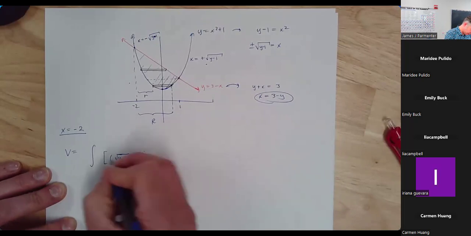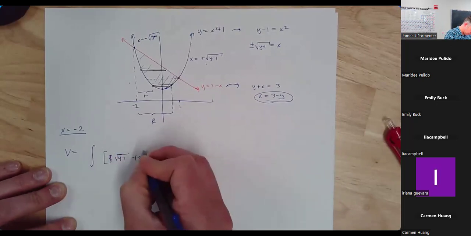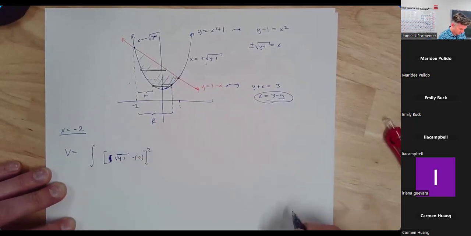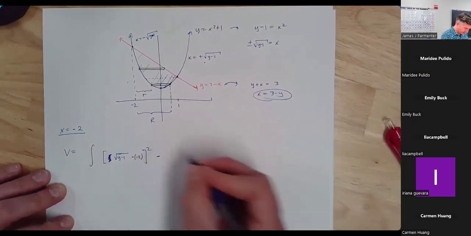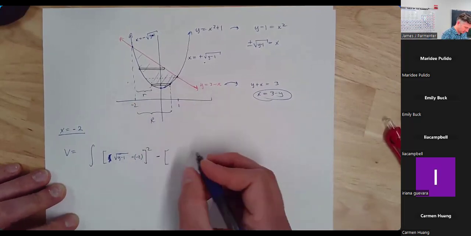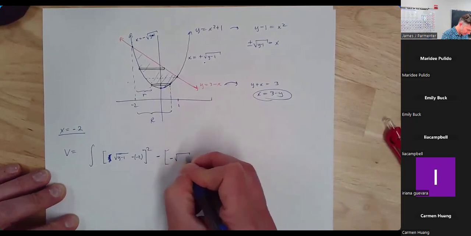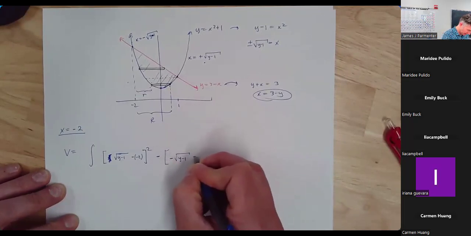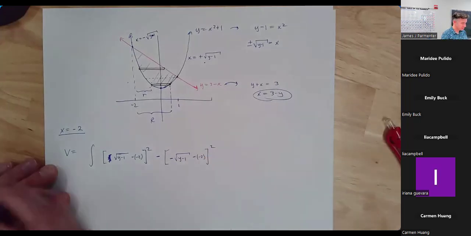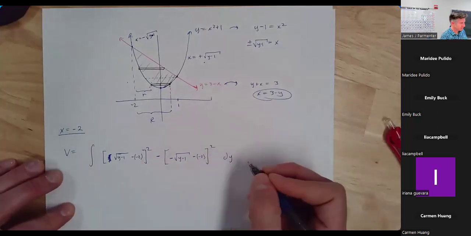I don't know why I have an extra parenthesis there, sorry. Squared. Minus my inner radius, which is the closer function, minus -2, which is the negative square root of y minus 1 minus -2 squared. Gross. And we're not even halfway done yet.